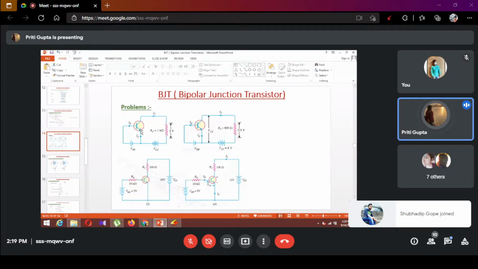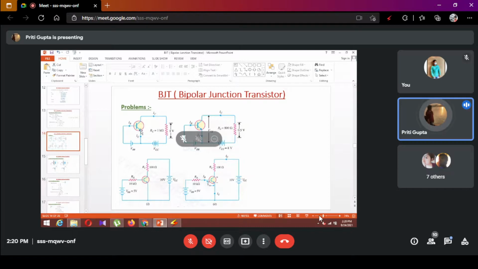Okay, and these types of biasing are there in your syllabus. So you can assume that you will get 70 to 80% problems from this BJT, not theory. So that's why I'm asking, have you done this problem, yes or no? If no, fine, I'll discuss, you can do it in the class.